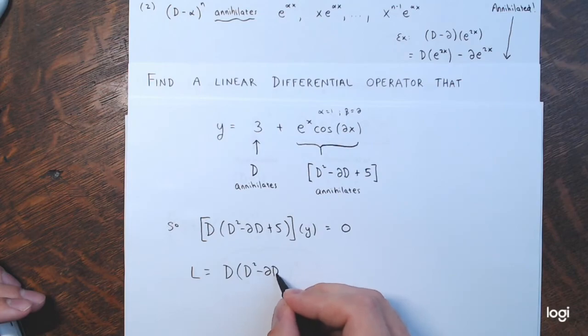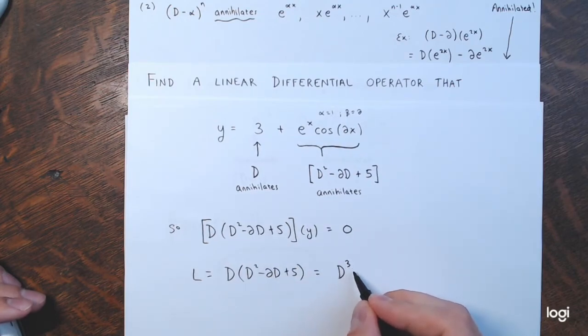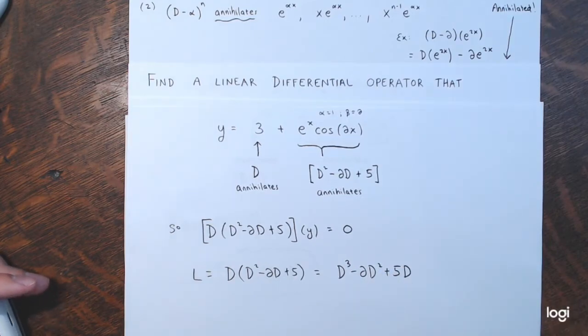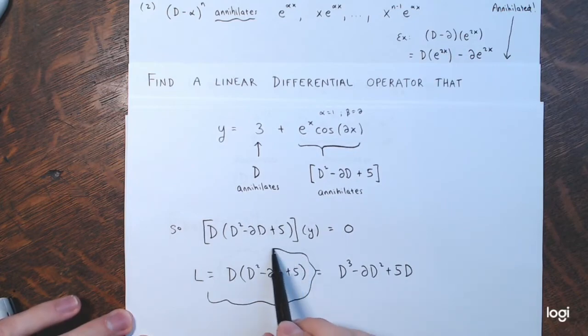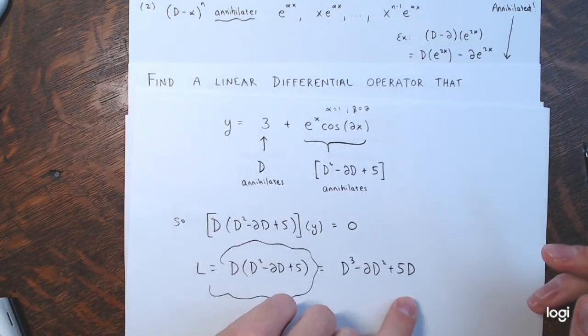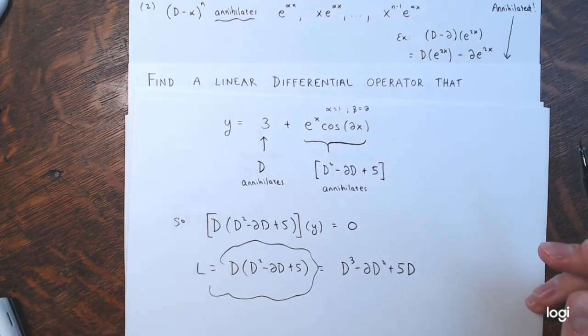So the linear operator I'm looking for is D times D squared minus 2D plus 5. Or if you'd like, D cubed minus 2D squared plus 5D. And if you want to verify this, take the first derivative, second derivative, third derivative, and do the third derivative minus twice the second derivative plus 5 times the first derivative, and you'll see that you'll get 0. It will indeed annihilate this function.